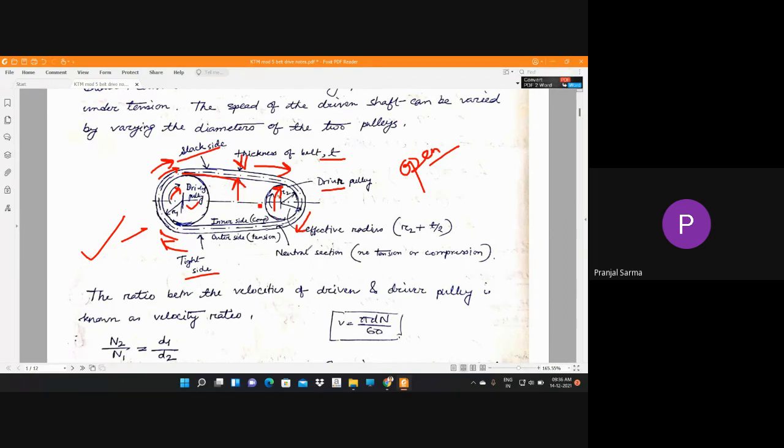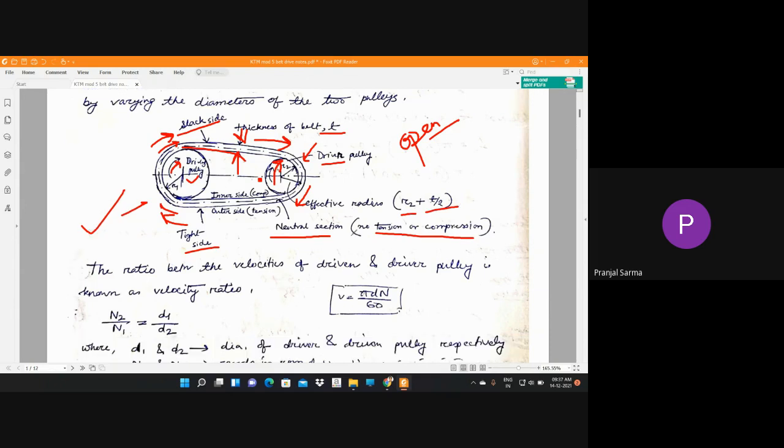Just in the middle of the thickness of the belt, there is a neutral section, where there is neither tension nor compression. The effective radius is basically considered for the smaller pulley. The smaller pulley is this one, and R2 is its radius. That radius plus half of the thickness of the belt gives you the effective radius. After this much, it's clear.